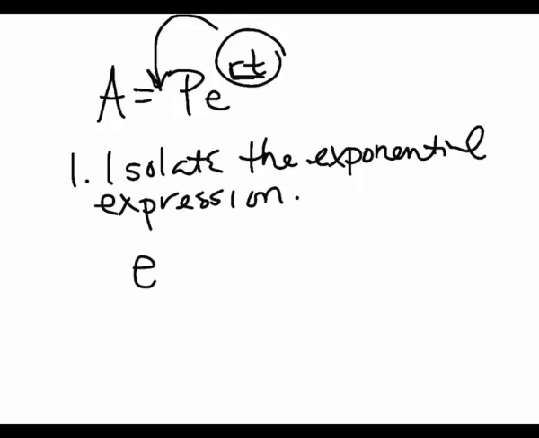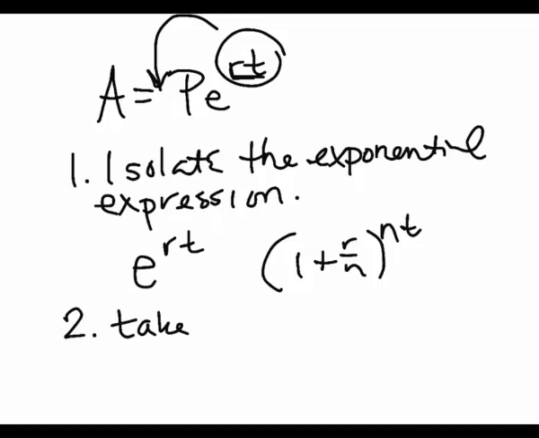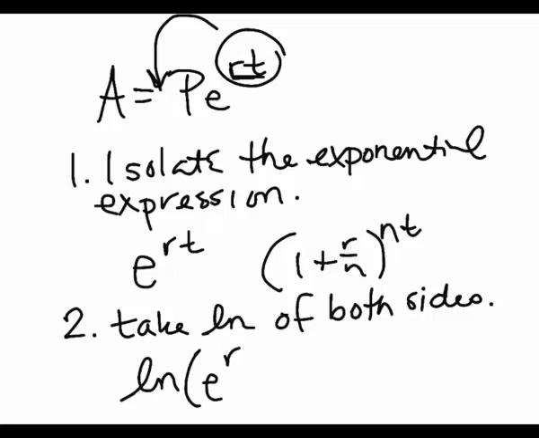Which means you want to get e to the rt by itself, or (1 plus r over n) to the nt by itself on the left or right side. Then the next thing you're going to do is take the natural log of both sides. Now the natural log is a type of function. You have exponential functions and its inverse is a natural log. And what this does is, let's say for example you have the ln of e to the rt, it allows the rt to come up front as a coefficient.